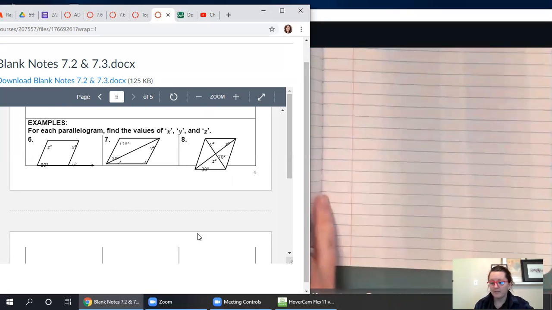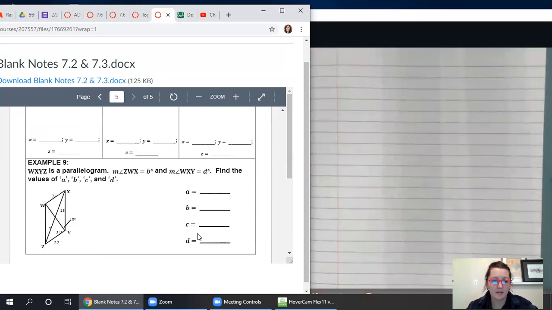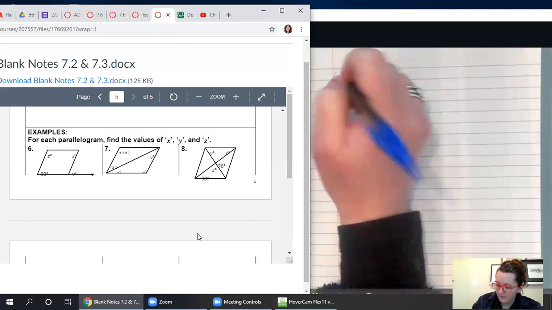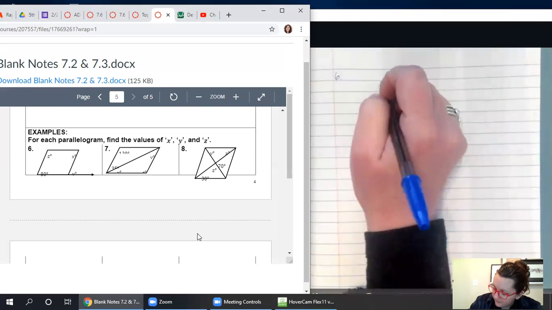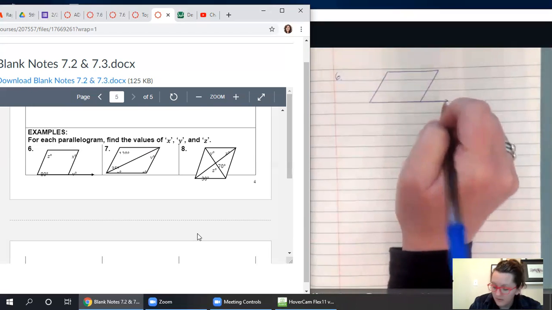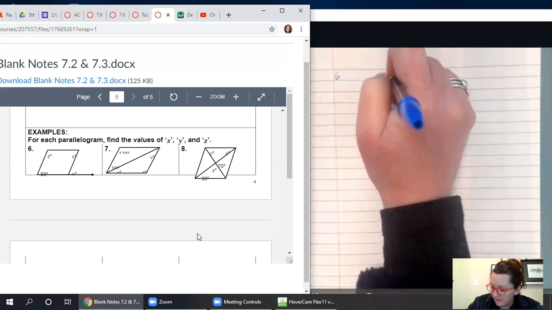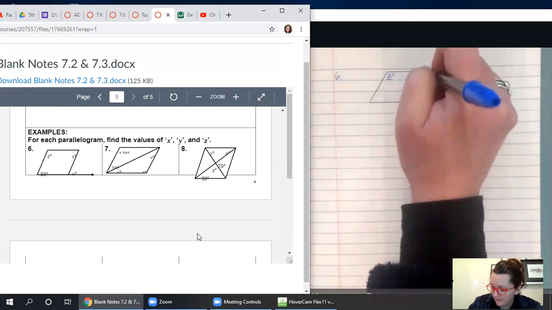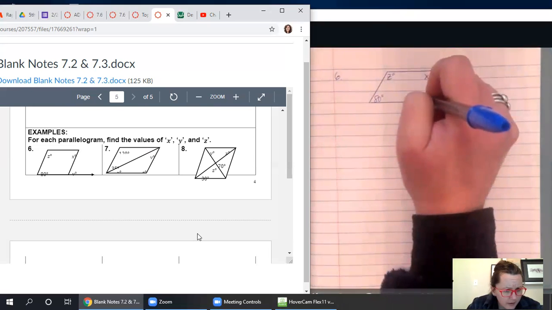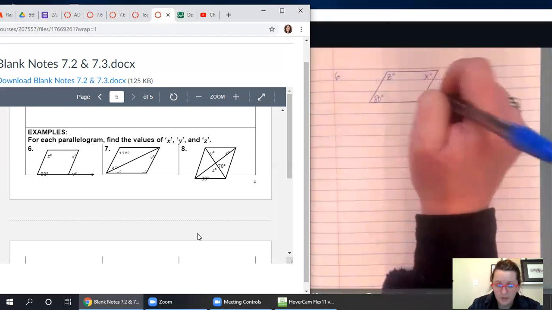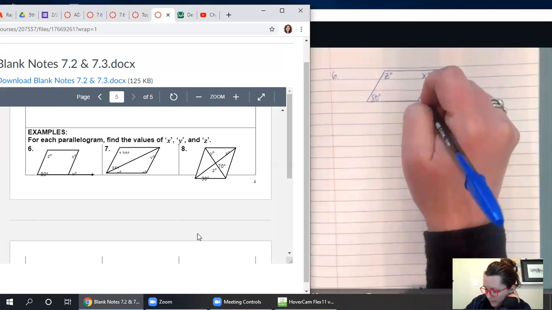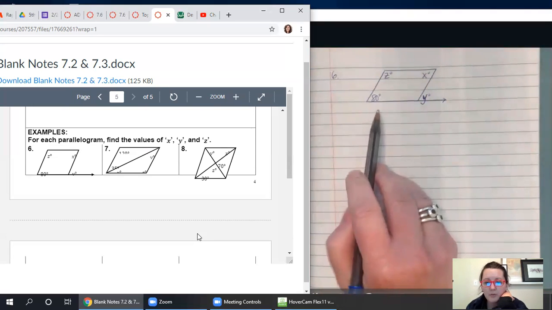Example number 6. We'll do 6, 7, and 8, and then we'll do the next one in class. So here's 6. We have a funky little angle coming out the side here. So we have Z, X, that's an 80 degrees, and I think it's a V. So we want to solve for X, Y, and Z. Oh wait, that must be a Y.